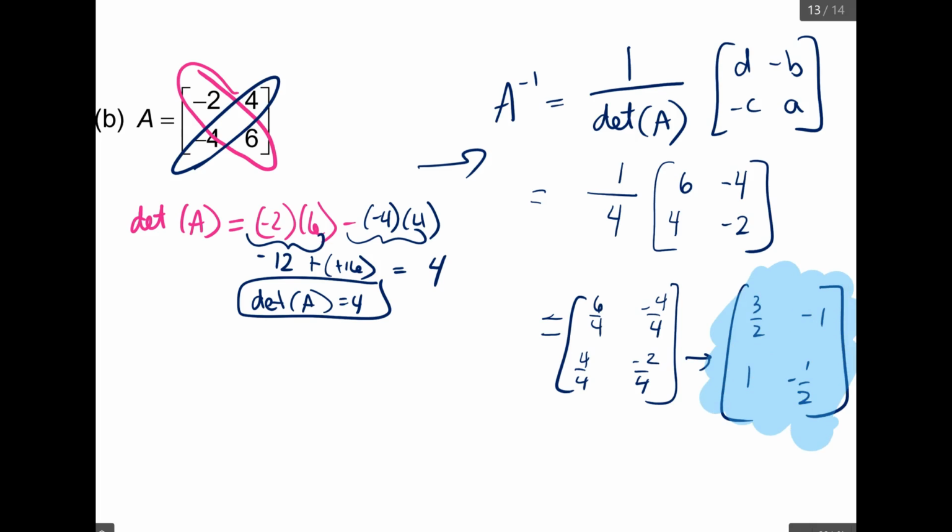This is the inverse. And the way we write it is A to the negative 1, because that's the inverse. Remember how we did inverse, sine inverse was the negative 1? The inverse matrix A is the negative 1.